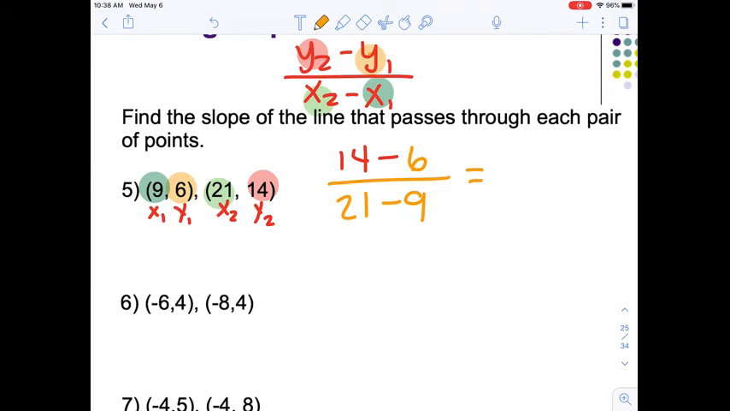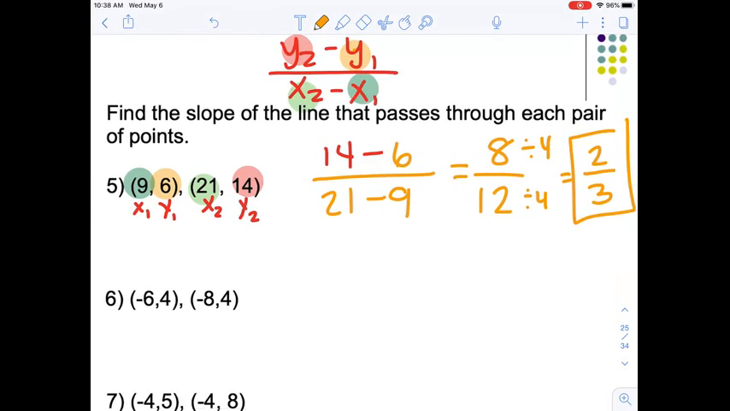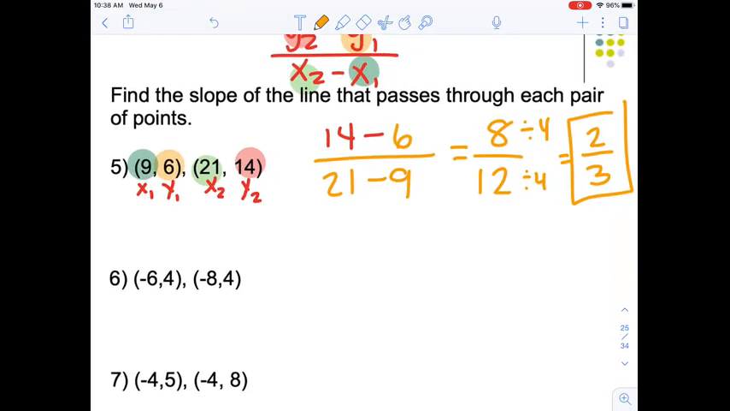So all I did was I labeled my points and I plugged them in to the corresponding variable. Then I'm just going to simplify. 14 minus 6 is going to give me 8. 21 minus 9 is going to give me 12. This can be simplified even further. I can divide both by 4. And I'm left with 2 over 3. And there is my slope.